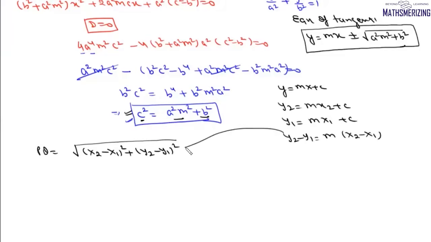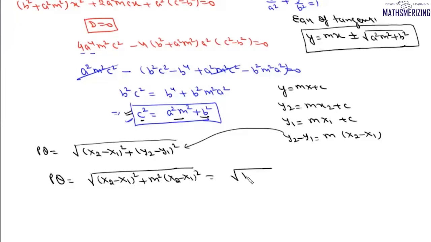So we'll put the value of y2 minus y1. Then we can write PQ as under root of x2 minus x1 whole square plus m square into x2 minus x1 whole square. We can write under root of 1 plus m square into mod of x2 minus x1. Now we know that this equation will have two distinct roots when D is greater than 0. Now the roots will be x1 and x2.